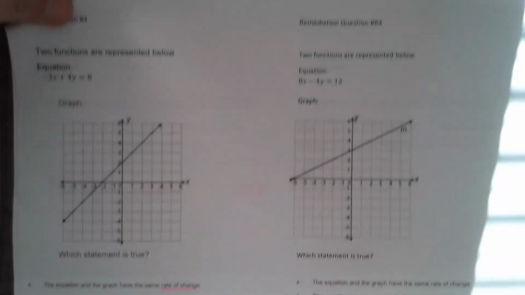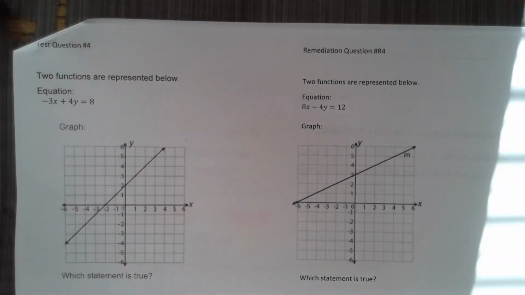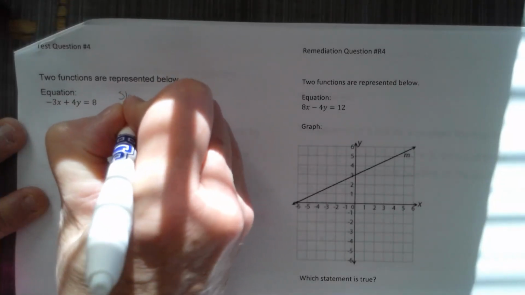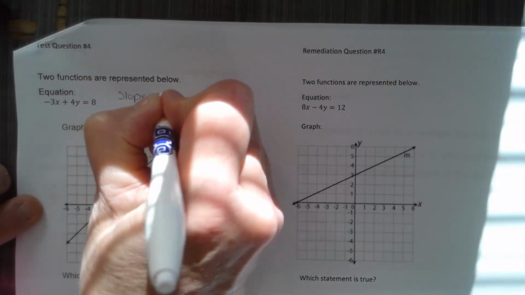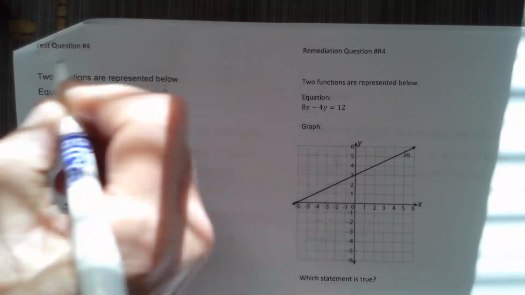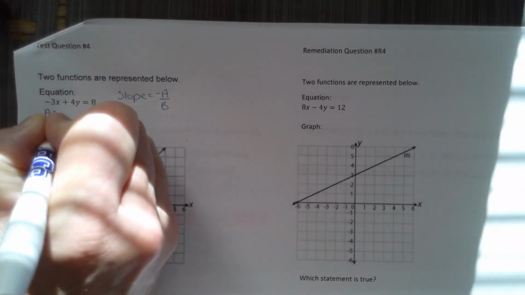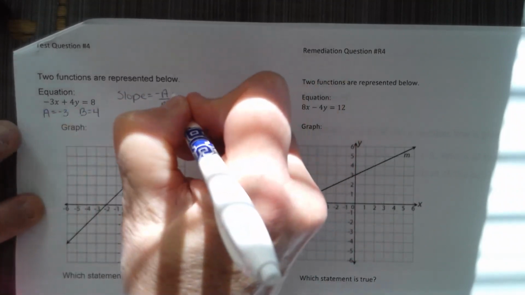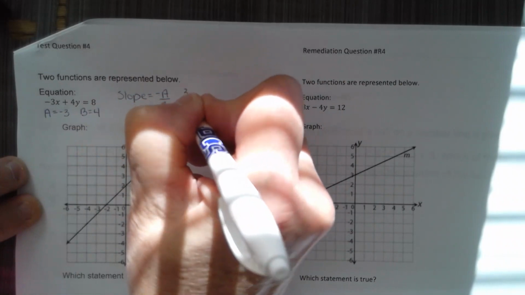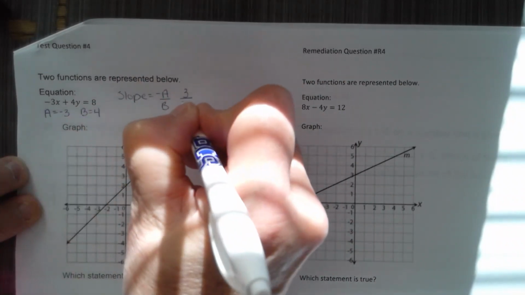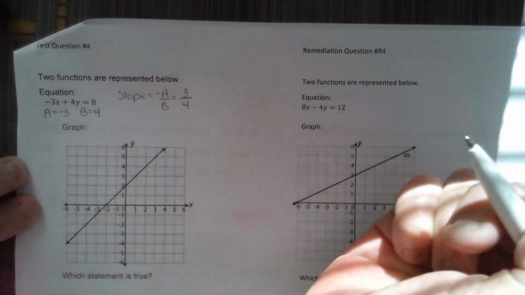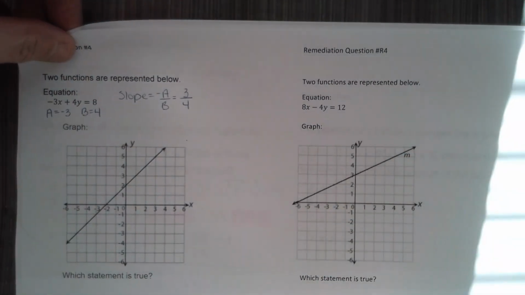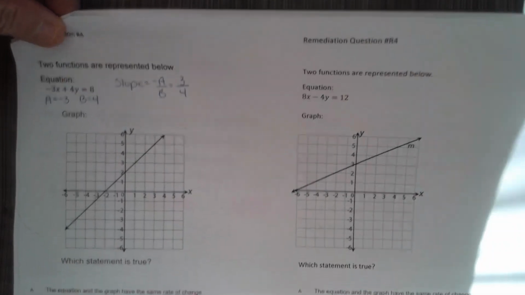All right. So for the equation, we're going to find the slope. The slope is, for the equation, the opposite of A over B. A is -3. B is 4. So the opposite of A would be a +3. B is 4. So the slope is 3/4. So that's the slope of the equation.